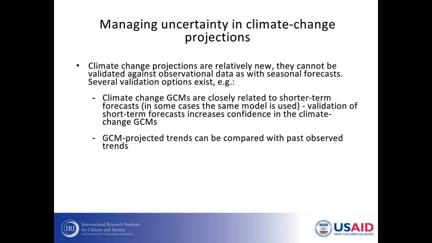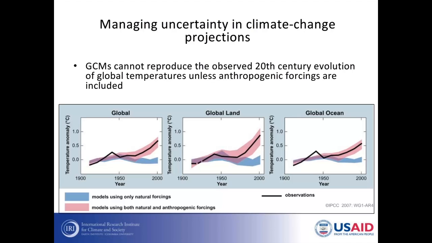Also, to some extent, the GCM projected trends over the 20th century can be compared with past observed trends. This second point is illustrated here in this graphic, taken from the IPCC Fourth Assessment Report. The panels show the evolution of temperature globally, as well as over land and ocean separately on the right. The range of GCM simulations of models that include both natural and anthropogenic forcings are shown in the pink range, which quite closely match the observed estimates over the 20th century, which are given by the black line.